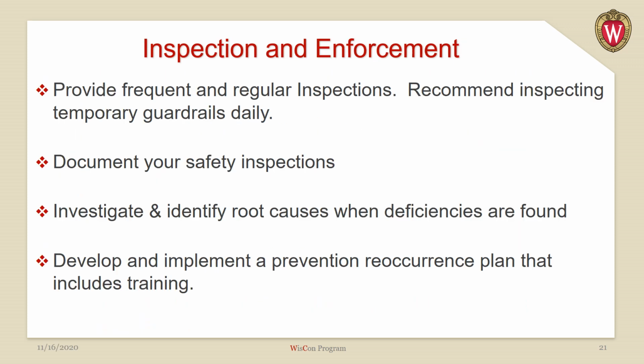The employer must provide frequent regular inspections of the job site for unsafe conditions and activities. This should include your guardrails. Document your inspections and any corrections made. Once you've identified a hazard and corrected it, you're not really done until you investigate and understand why it happened and take steps to ensure it does not happen again.